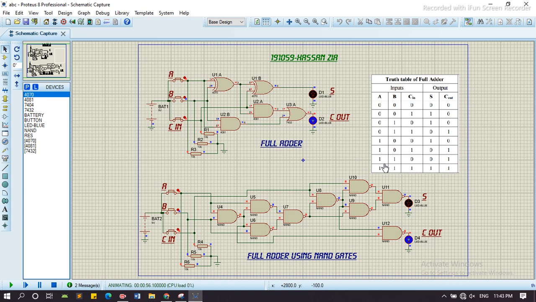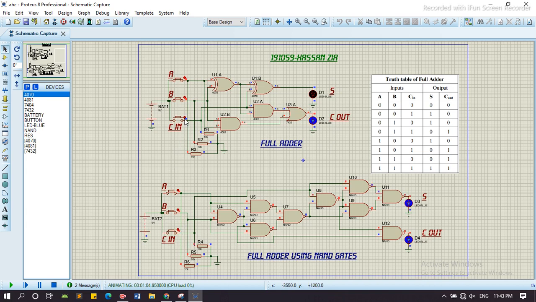Similarly in this, now A and B are both 1 1 and carry in is equal to 0. It shows the sum is equal to 0 and carry out is equal to 1.